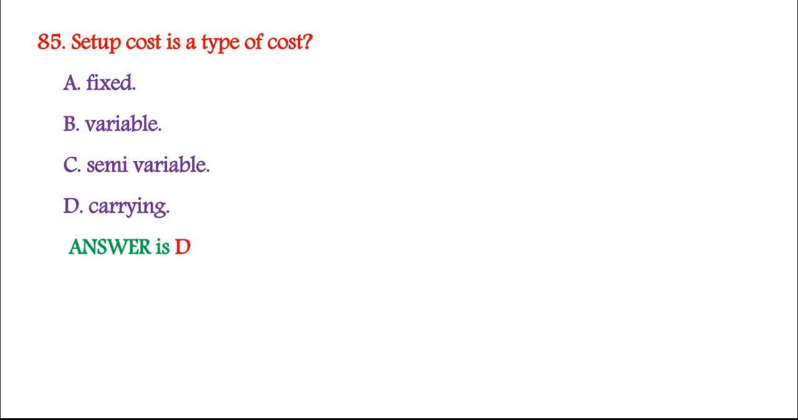85. Setup cost is a type of cost. A. Fixed. B. Variable. C. Semi-variable. D. Carrying. Answer is D.